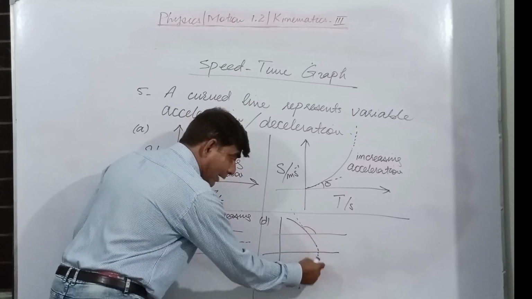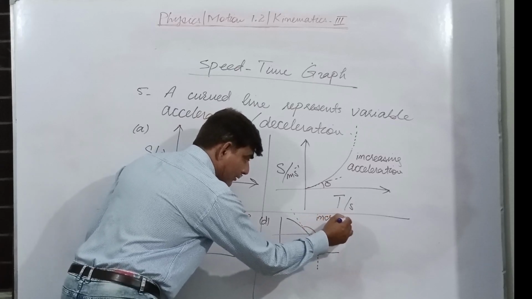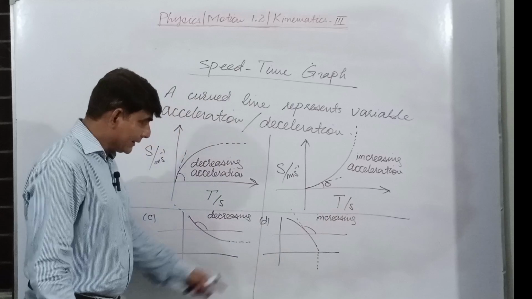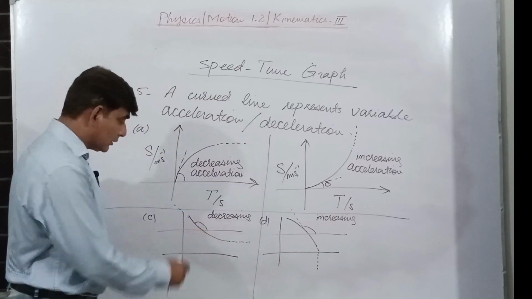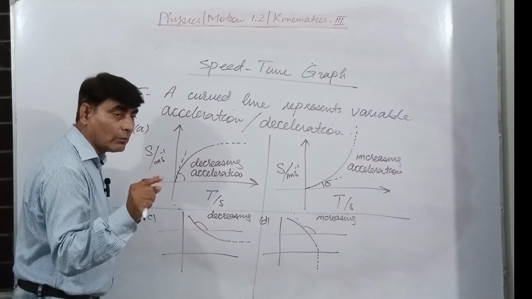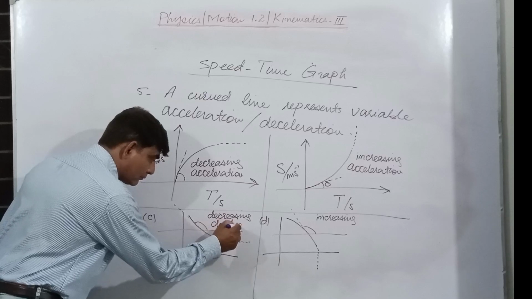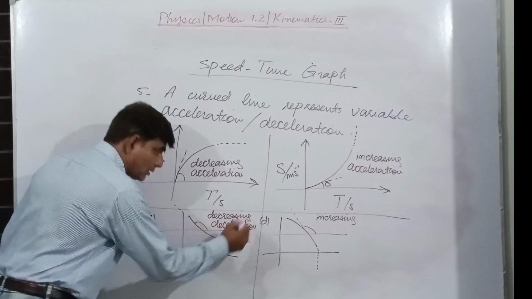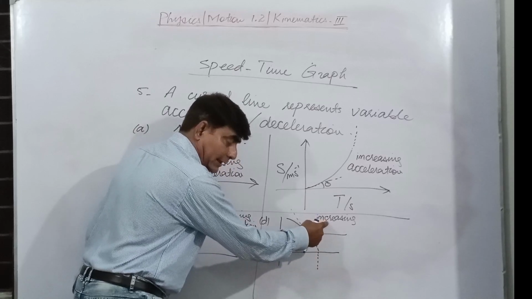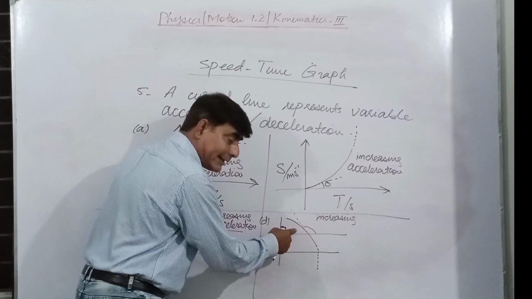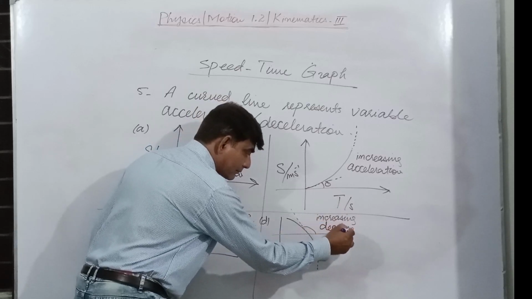As the curve goes parallel to the y-axis, we should use the word increasing. This is for increasing, this is for decreasing. But what about the angle? When it is greater than 90, we must use the word deceleration. So the curve is parallel to the y-axis, the word is increasing, but the angle is greater than 90 degrees, so we use the word deceleration.